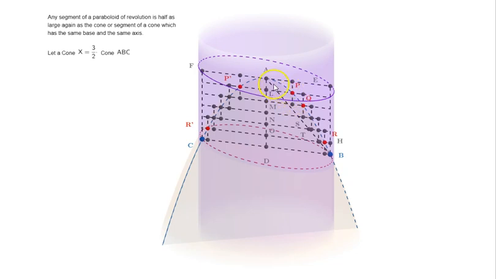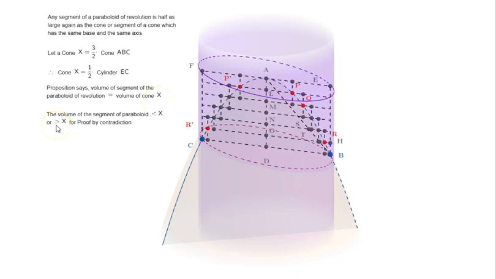Now here cone ABC is what? The apex is A, B, C. So we are talking of this cone. Therefore, cone X is equal to half the volume of the cylinder EC. Now, on what basis are we saying that? Because we have seen in a previous proposition that a cylinder is 3 times the cone. So the proposition says volume of segment of the paraboloid of revolution is equal to volume of cone X.